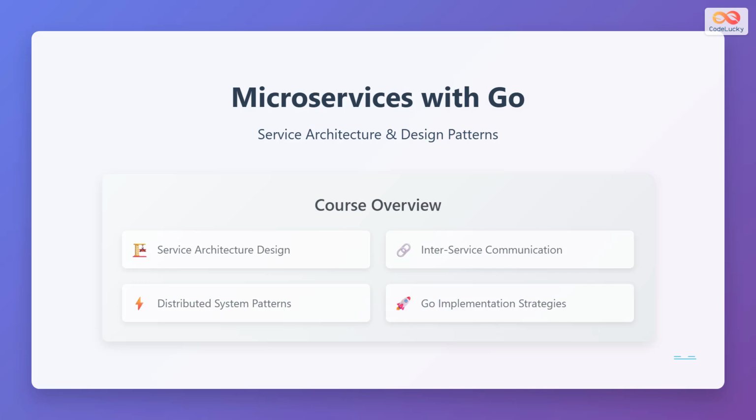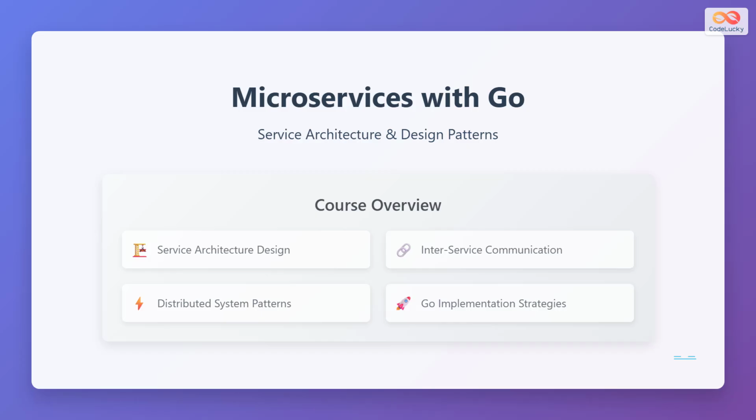Welcome to our comprehensive guide on building microservices with Go programming language. In this course, we will explore service architecture design patterns and learn how to build robust, scalable microservices using Go. Microservices architecture has become the standard approach for building modern distributed systems, offering benefits like independent deployability, technology diversity, and improved fault isolation. Go, with its simplicity, excellent performance, and built-in concurrency support, is an ideal choice for microservices development.